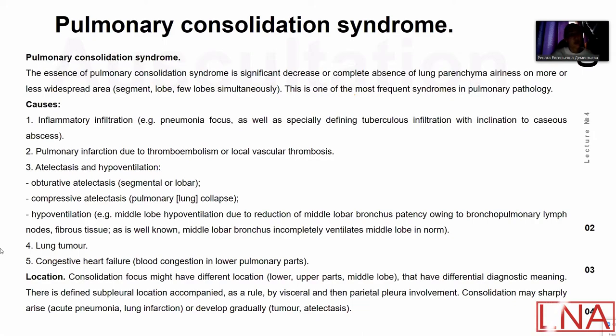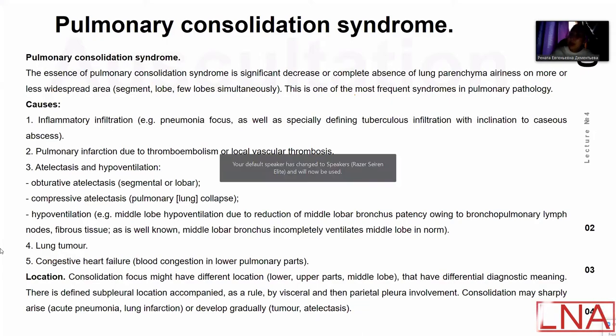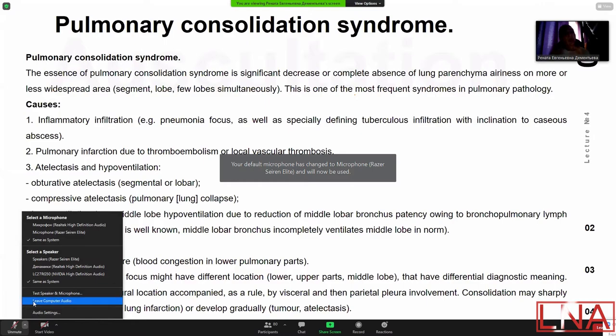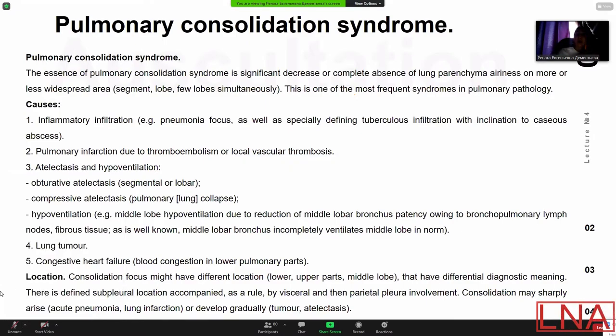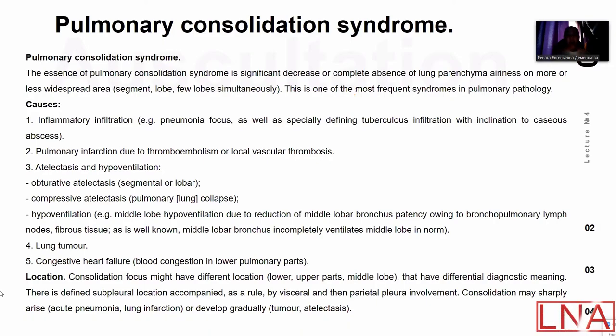What about the causes of pulmonary consolidation? First of all, it's inflammatory infiltration, such as pneumonia, like focal pneumonia. So the first big group of causes is inflammatory infiltration. Second group, pulmonary infarction due to thromboembolism or local vascular thrombosis. Due to pulmonary thromboembolism, yes, and development of pulmonary infarction, and maybe in this focus, then continuously inflammation with pneumonia, focal pneumonia, but in the base pulmonary infarction.